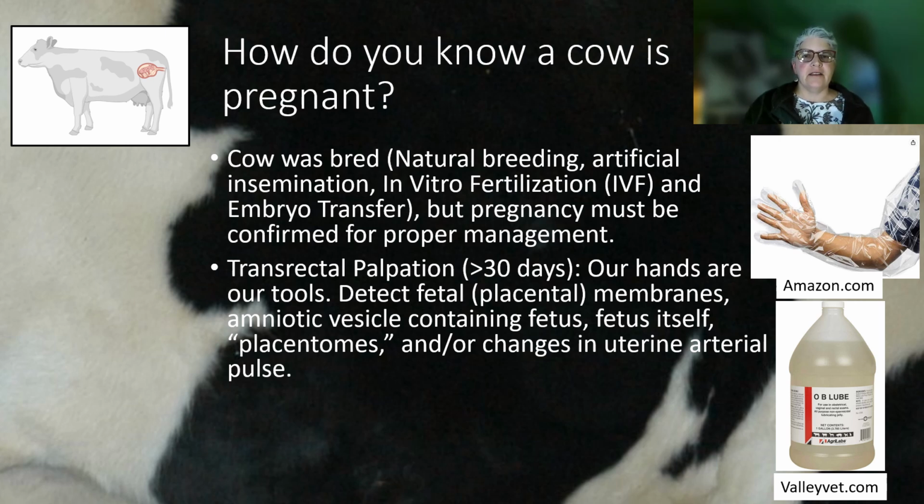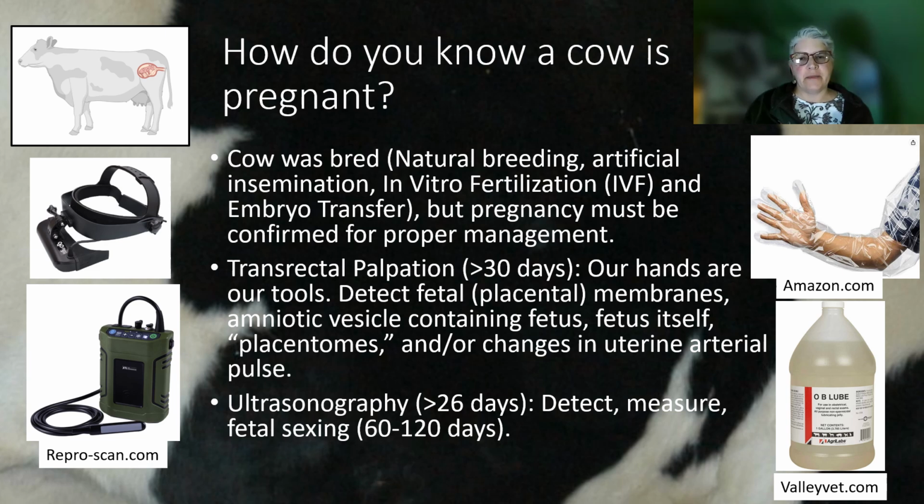The veterinarian uses our hands as our tools. We can detect the fetal membranes, the amniotic vesicle containing a fetus, the fetus itself, depending on the size, and placentomes, which are thickened areas where the maternal and fetal components of the placenta are having nutrient exchange. And then changes in the uterine arterial pulse are also palpable.